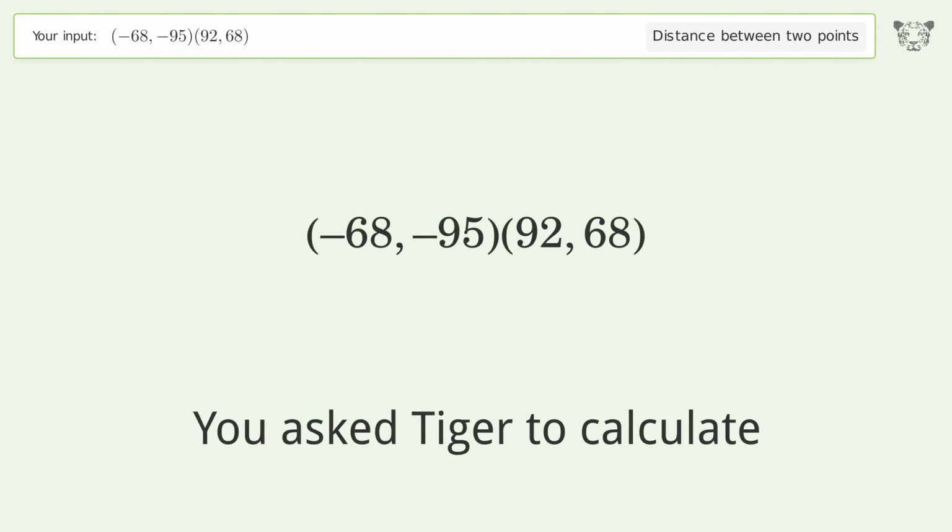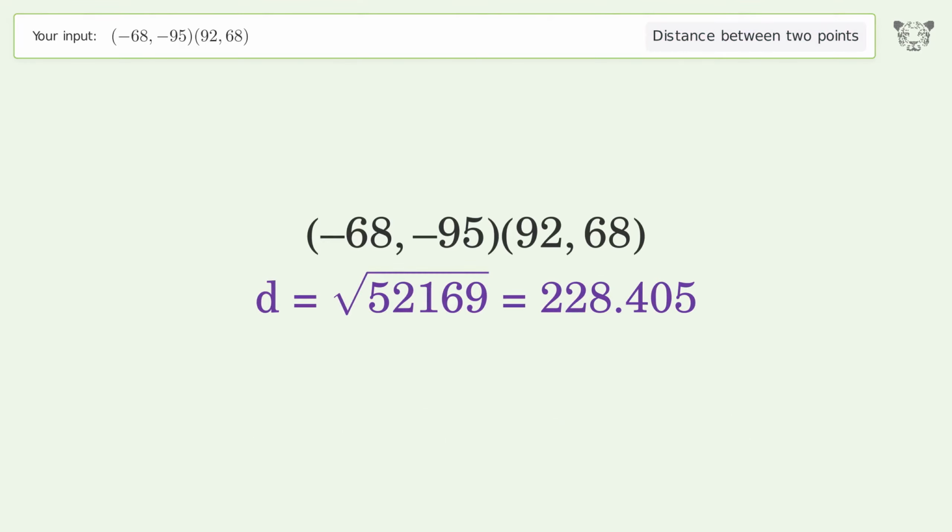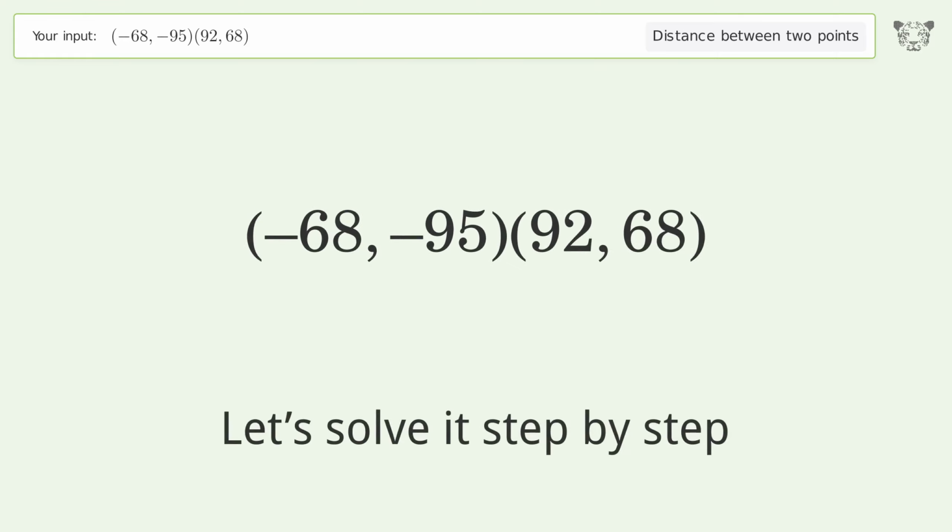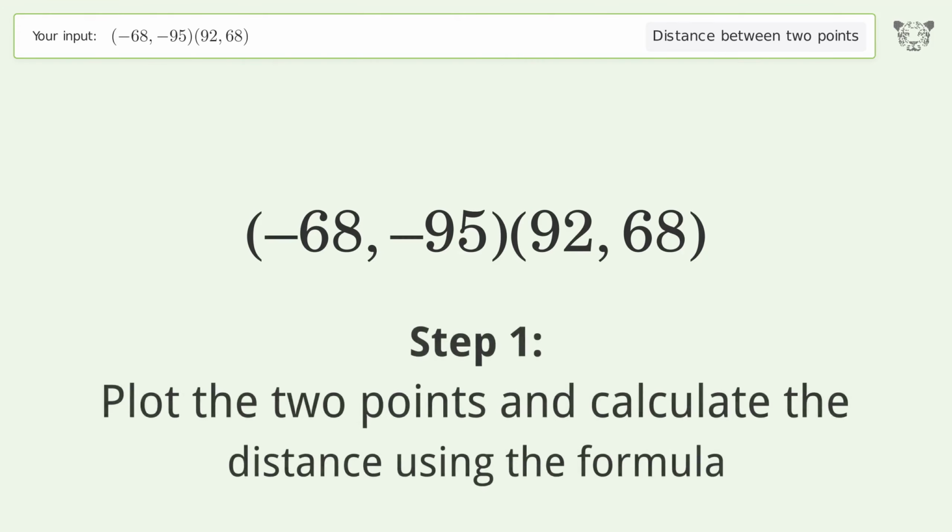You ask Tiger to calculate. This deals with the distance between 2 points. The distance between the 2 points is the square root of 52,169, or 228.405. Let's solve it step by step. Plot the 2 points and calculate the distance using the formula.